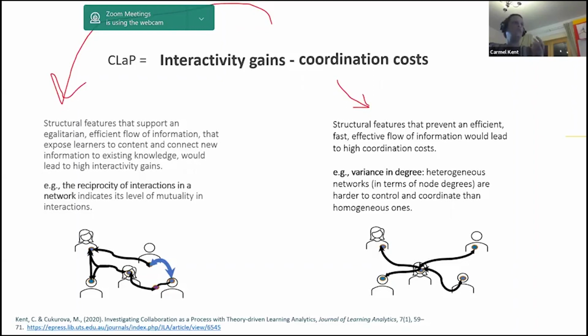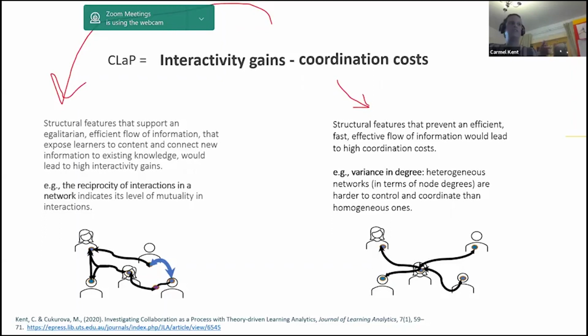On the other side, we want to measure coordination costs, which are about the structure. So we are looking for the structural features that prevent an efficient, fast, very effective flow of information, because that would lead to high coordination costs. So one option is the variance in degree. How heterogeneous the network is in terms of how much connection each of the learners has with other people. And the more heterogeneous they are, the harder it would be to control and coordinate.